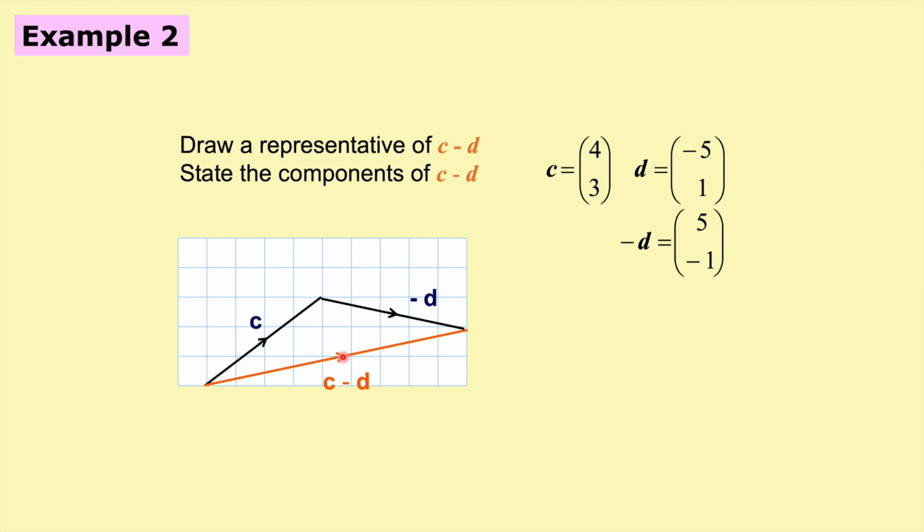So you can either sketch it out and read off the components. So we've got 1, 2, 3, 4, 5, 6, 7, 8, 9 along and 2 up, or you can subtract them. So 4 subtract negative 5 means 4 add 5 to give us 9, and then 3 subtract 1 is 2, which is what we have.